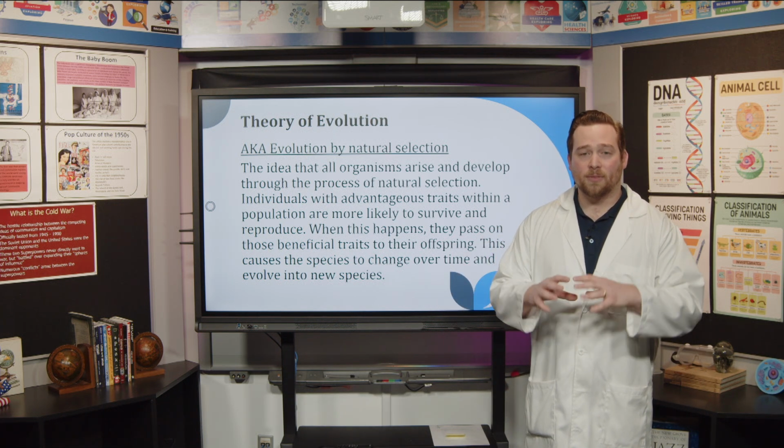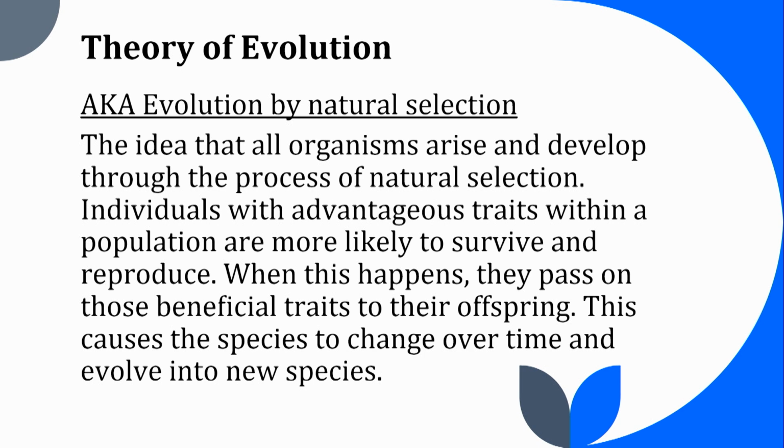So the idea here is that all organisms arise and develop through the process of natural selection. Individuals with advantageous traits within a population are more likely to survive and reproduce. When this happens, they pass on those beneficial traits to their offspring. This causes the species to change over time and evolve into new species.